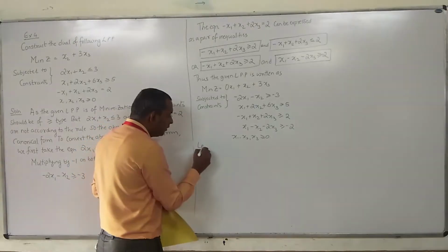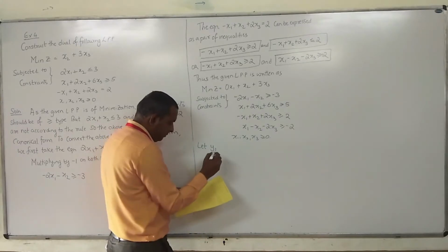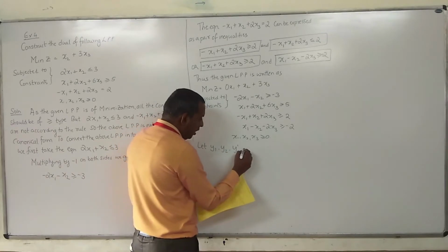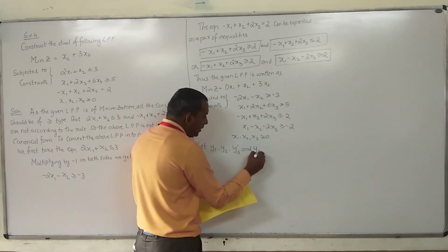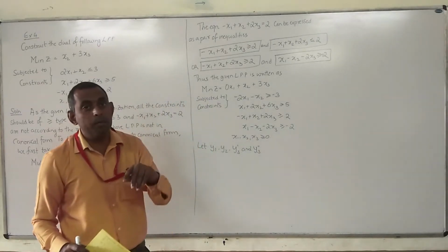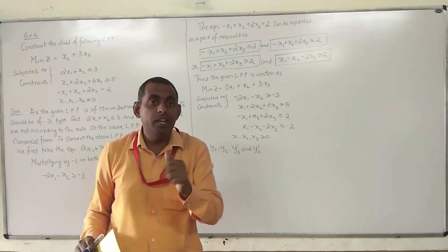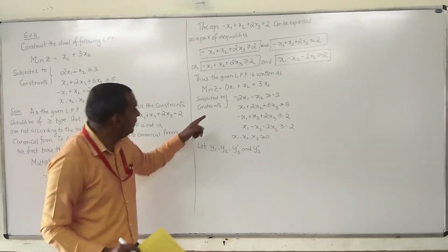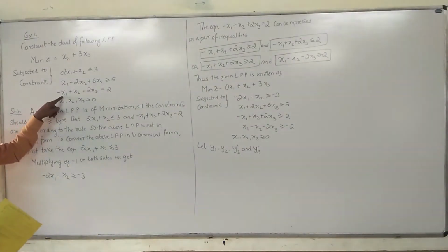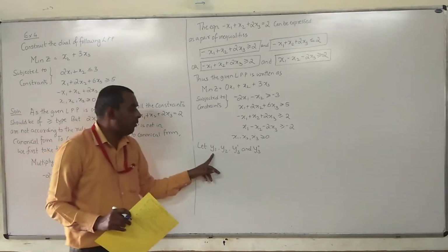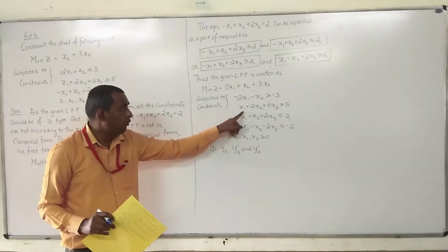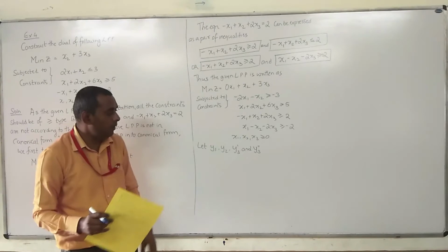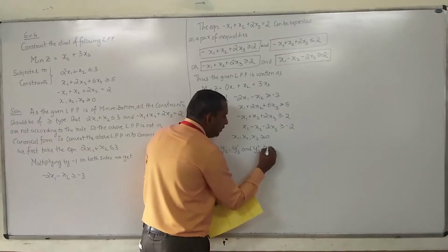Let y1, y2, y3 dash and y3 double dash. In the previous problem we took y1, y2 dash and y2 double dash because it happened in the second equation, but here it happens in the third equation. So that's why I will take y1 for this, y2 for this, whereas y3 dash and y3 double dash for both the equations.